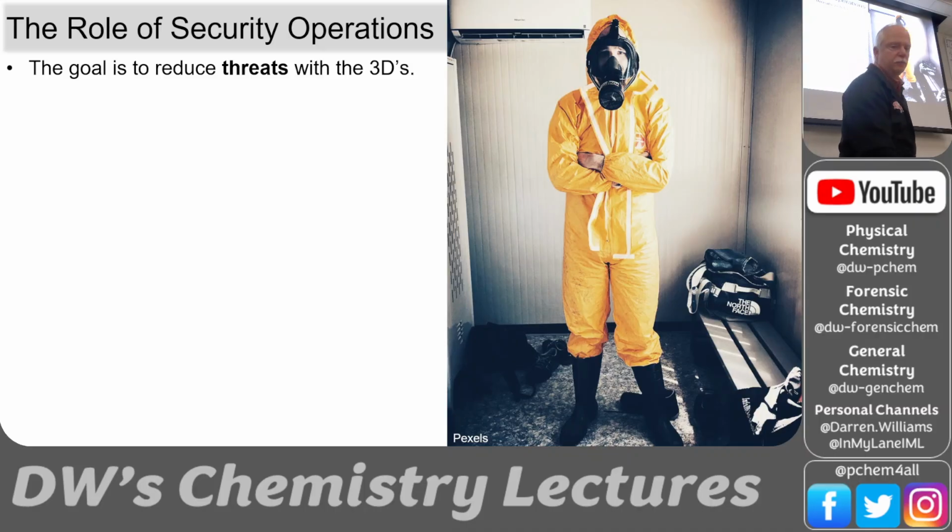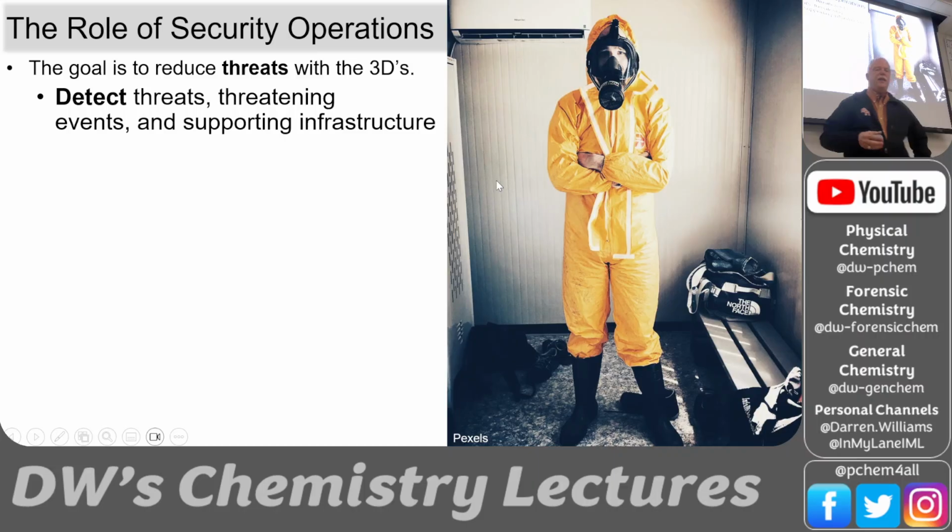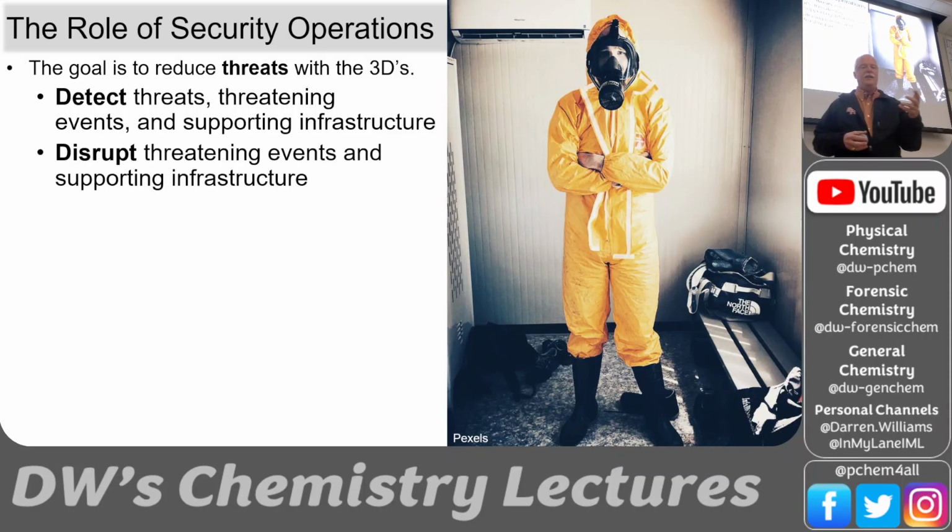Okay. So the three Ds. Well, first of all, is to detect threats or threatening events before they happen, or the supporting infrastructure for a threat. So the first D of the three Ds is to detect. Okay. The second D is disrupt. So if there's a threatening event, there's a plan for it or whatever, you want to disrupt the capability of that threat to be enacted. So disrupt those threatening events and the supporting infrastructure.